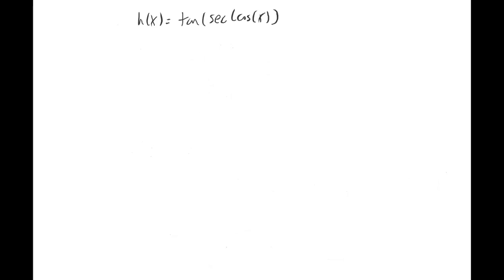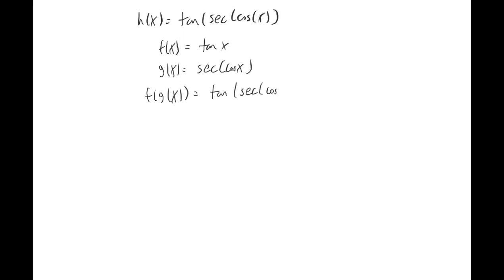So this is obvious composition, right? I'm not multiplying at all, not dividing at all, not adding at all. Nothing's happening but composition. I'll do the first one for you. The outside one is just tan x. My g of x is secant of cosine of x. And you can check that when you compose, you get tan of secant of cosine of x.